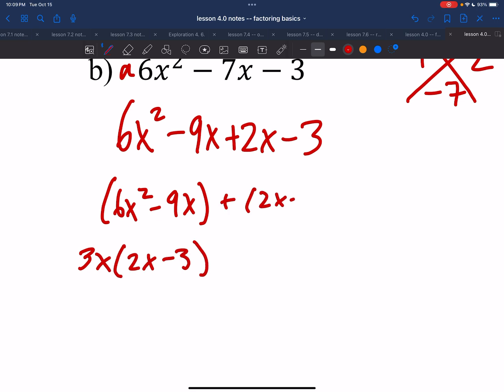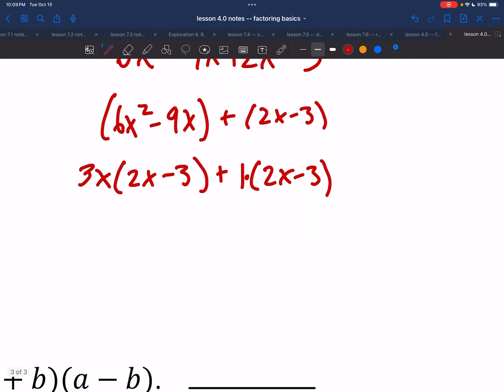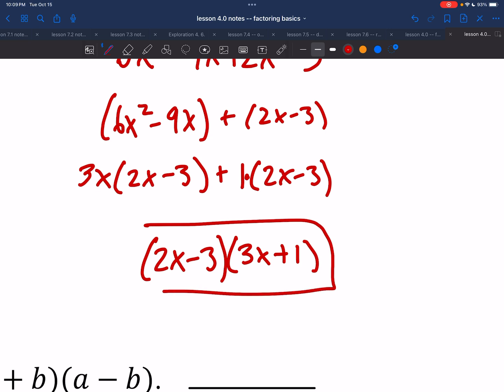But then the other one's just 2x minus 3, right? And 2 and 3 don't share anything, and there's no variable stuff. So what's the GCF? 1. There is no real greatest common factor other than just the factor 1. So you can write a 1 there if you'd like, and then what's left is you factor out 2x minus 3, and then what's left is 3x plus 1. And ta-da, our factoring is done.